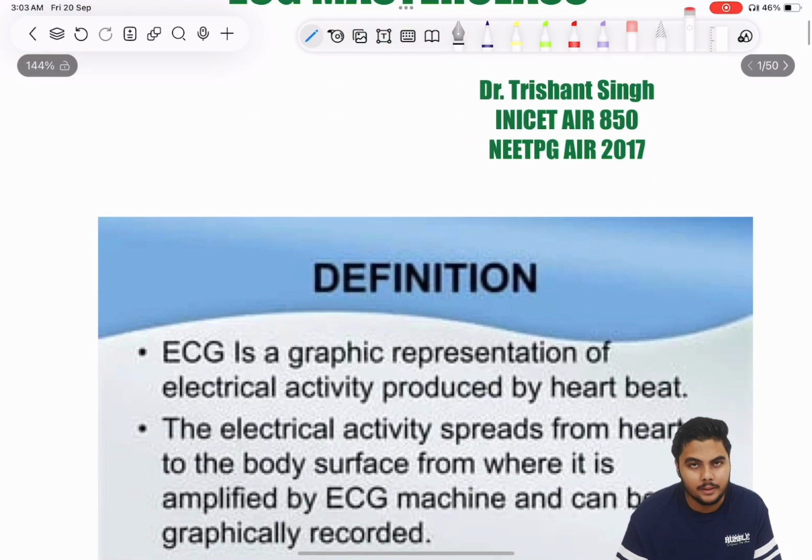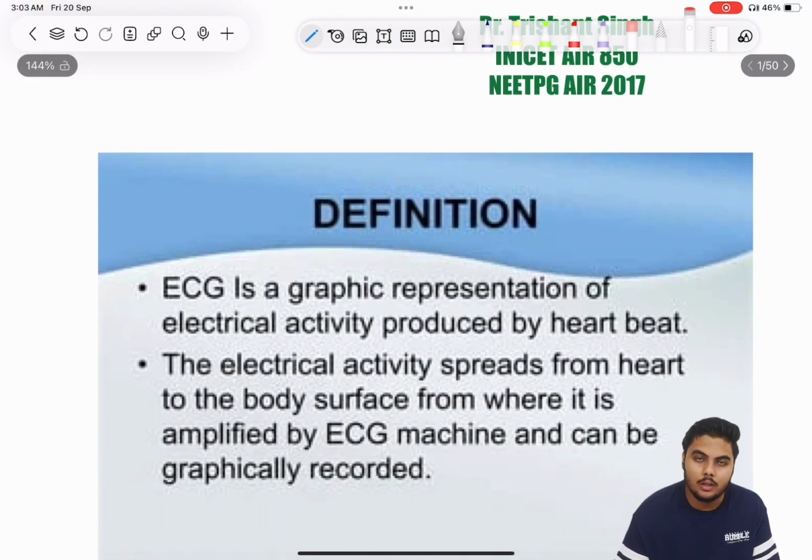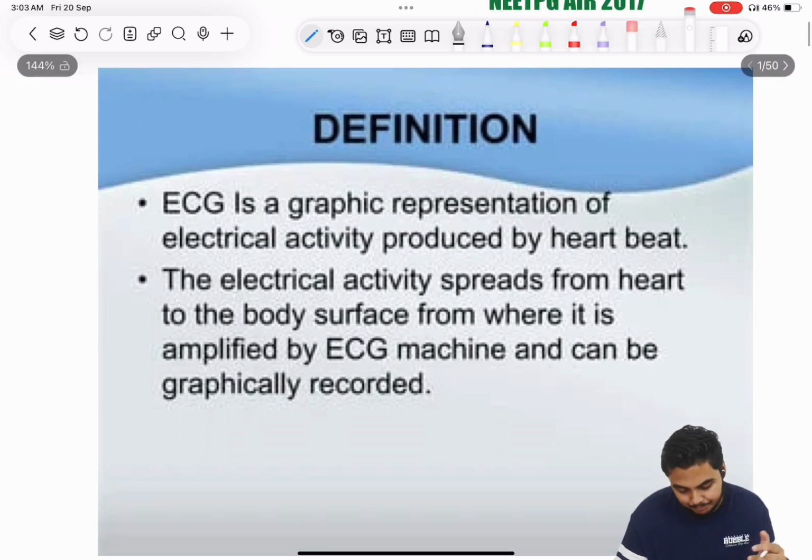So let's start with the topic, guys. Now, before diving into the topic proper, I would just like to give you an overview of what an ECG is and how it works, right? So first of all, what is an ECG? ECG is nothing but a graphical representation of the electrical activity of the heart, right? So whatever electrical impulse is generated in the heart, we transform it into the form of a wave or deflections on a graph paper, and we interpret the ECG, right?